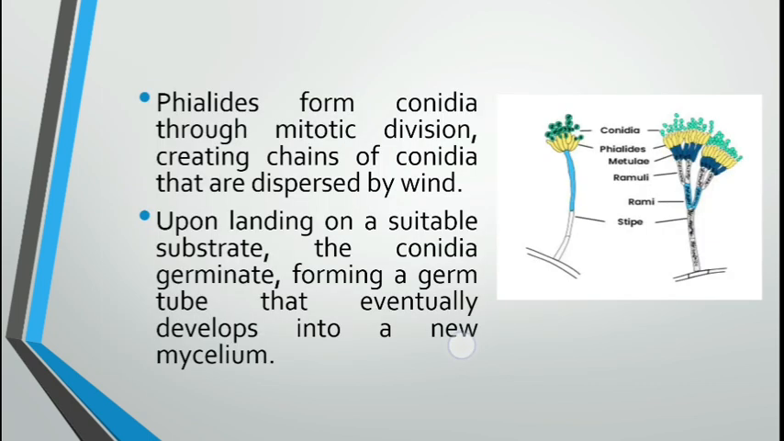Next, phialides form the conidia through mitotic division, creating chains of conidia that are dispersed by the wind. When they fall on a suitable substrate, the conidia germinate, forming a germ tube that eventually develops into a new mycelium, a new fungus, a new Penicillium. So this is how they reproduce asexually by conidiospores.